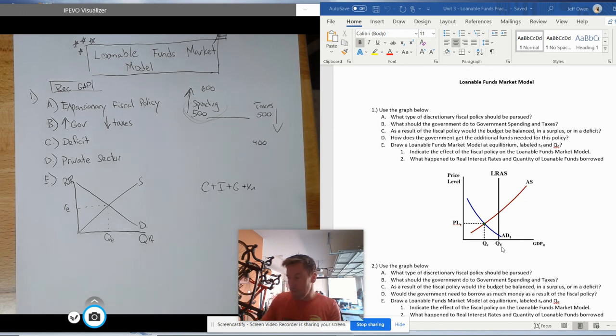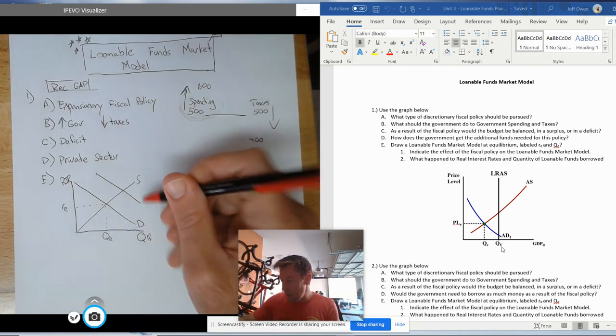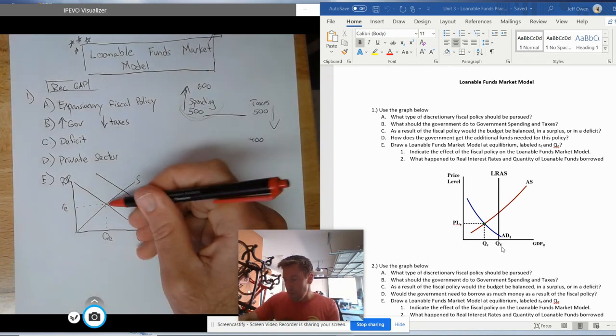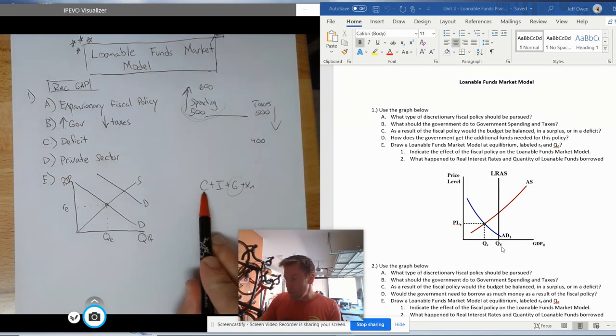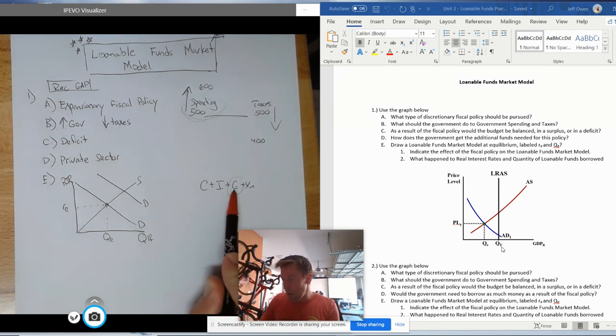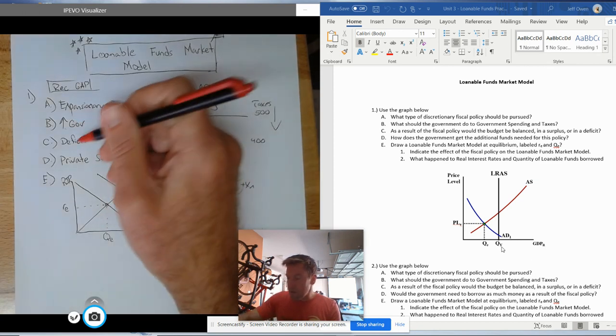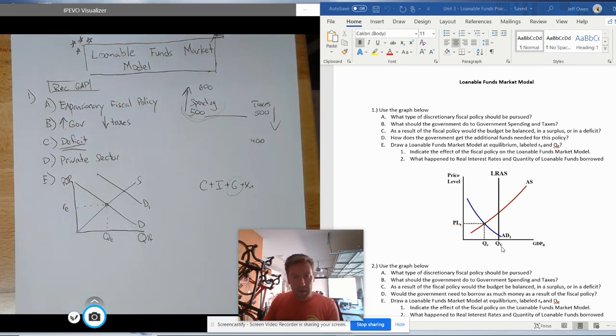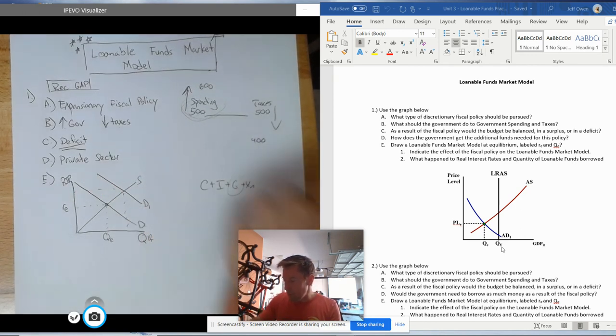aggregate demand, or what makes up our GDP. So if the government wants more loanable funds, they're going to have to borrow. So that's going to increase the demand for loanable funds. This initial spot was consumers borrowing, businesses borrowing, government borrowing, and foreigners borrowing money from us. But when the government decided to deficit spend, we had to get more money for the government. So they increased the demand for loanable funds.